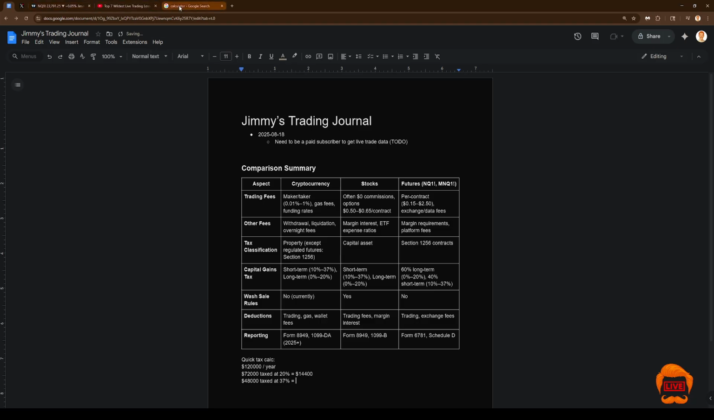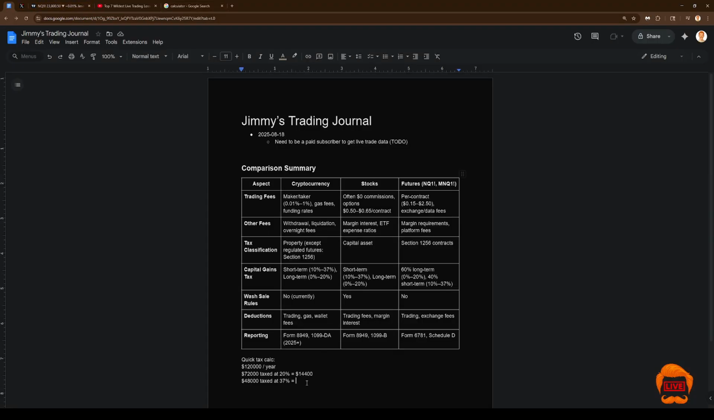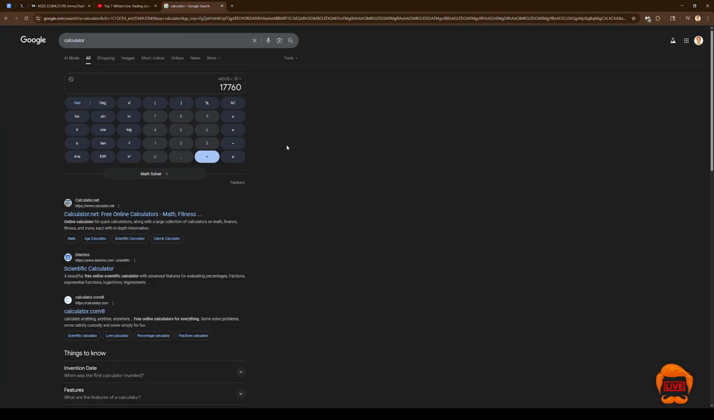And that's going to be almost the same, I bet. Let's see, 48,000 times 0.37. 17,760. Wow. All right, so total tax is putting us at, let's see, we've got 17,760 plus 14,400, 32,160.